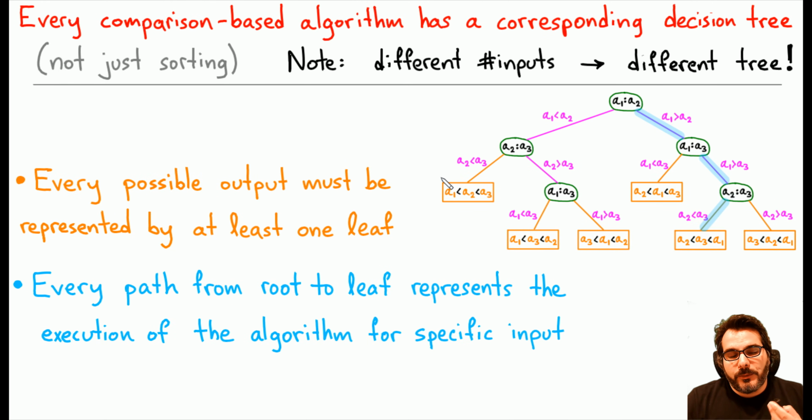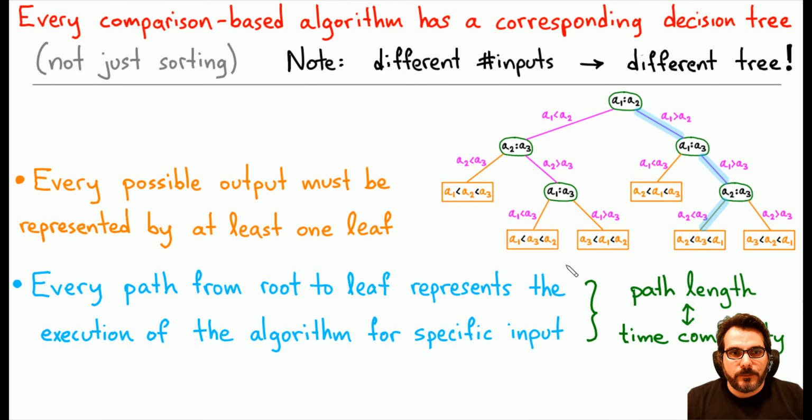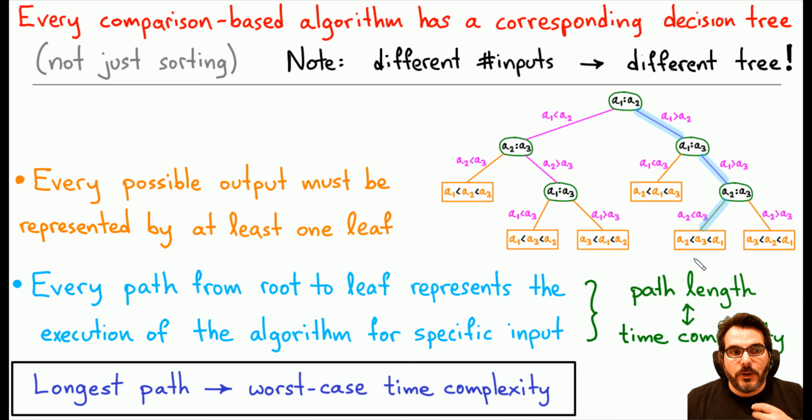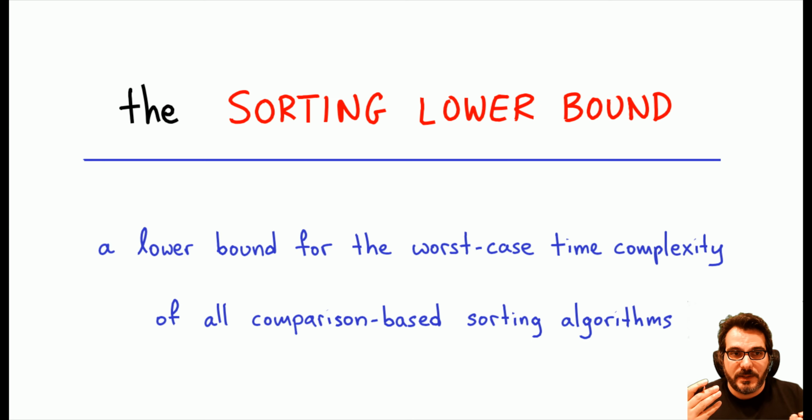And every path from the root to a leaf represents the execution of the algorithm for a specific input, basically what we did in the 9, 4, 6 example in the previous slide. The path length here gives us the time complexity. So the longest path should be the worst-case time complexity. You can give the upper bound for the worst-case scenario as the longest path for every comparison-based decision tree.